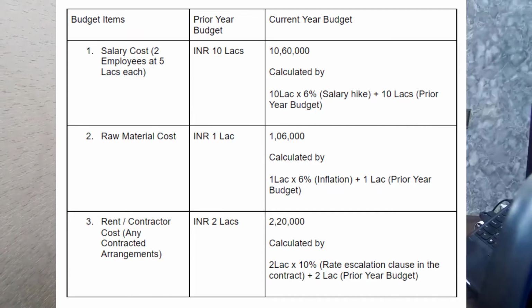Similarly, for raw material cost, we add the inflation of 6% and the new budget is calculated by adding the 6% inflation on the original 1 lakh rupees. In the third example, for rent, the new year's budget is calculated by adding a rate escalation based on the contract on the prior year budget number.